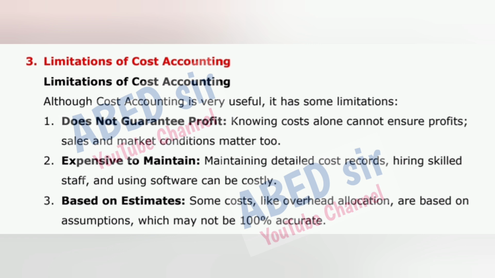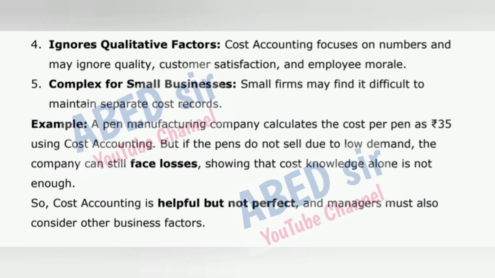2. Expensive to maintain. Maintaining detailed cost records, hiring skilled staff, and using software can be costly. 3. Based on estimates. Some costs, like overhead allocation, are based on assumptions, which may not be 100% accurate. 4. Ignores qualitative factors. Cost accounting focuses on numbers and may ignore quality, customer satisfaction, and employee morale. 5. Complex for small businesses. Small firms may find it difficult to maintain separate cost records.